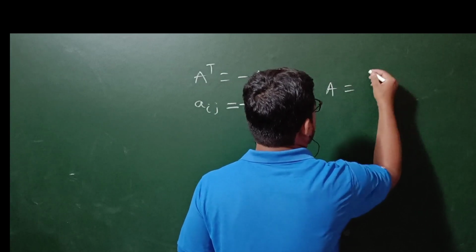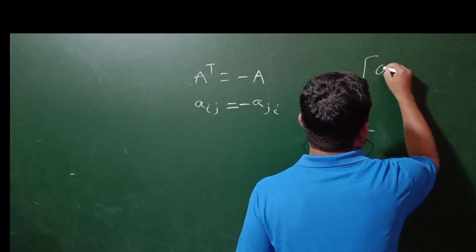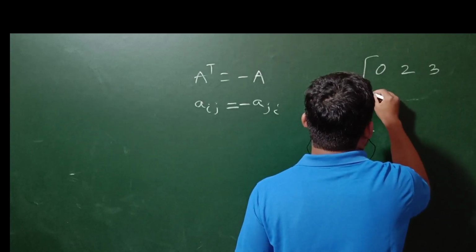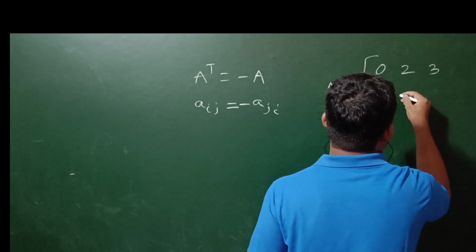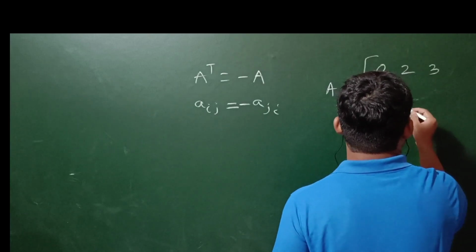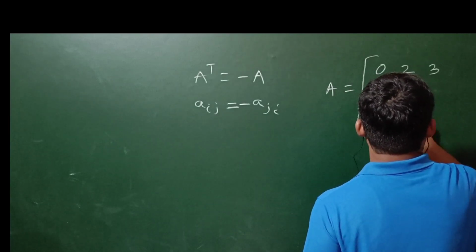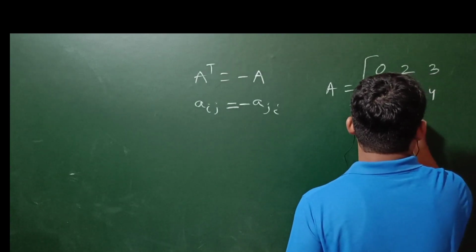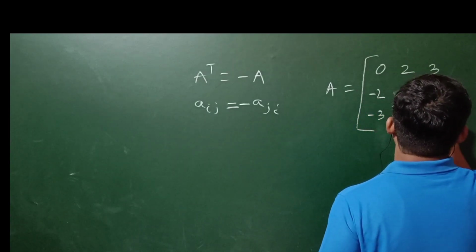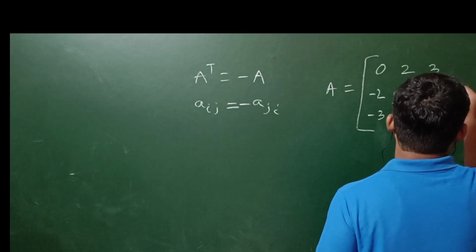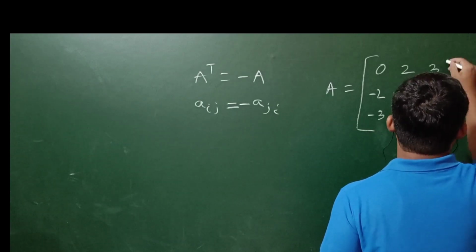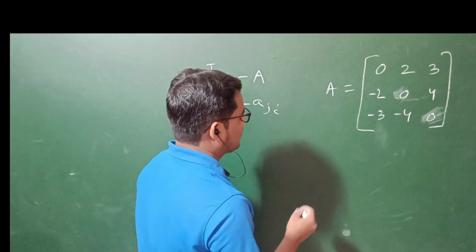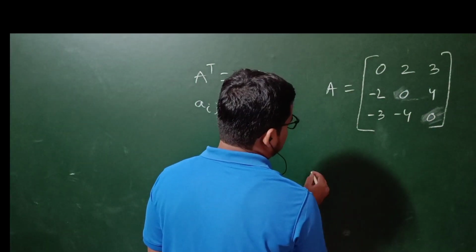Suppose A is a matrix with rows 0, 2, 3; minus 2, 0, 4; minus 3, minus 4, 0. Here the diagonal elements will be 0 for a skew symmetric matrix.